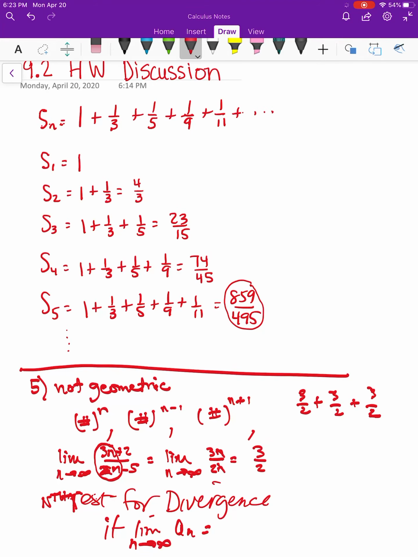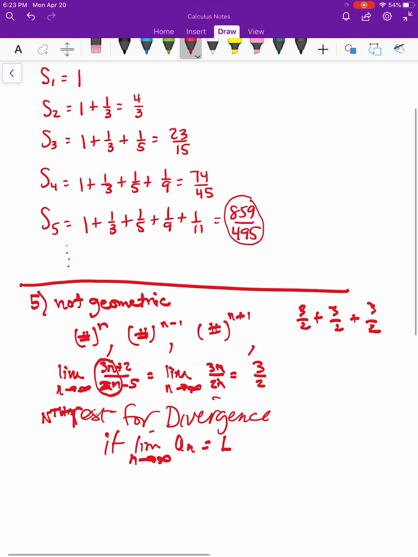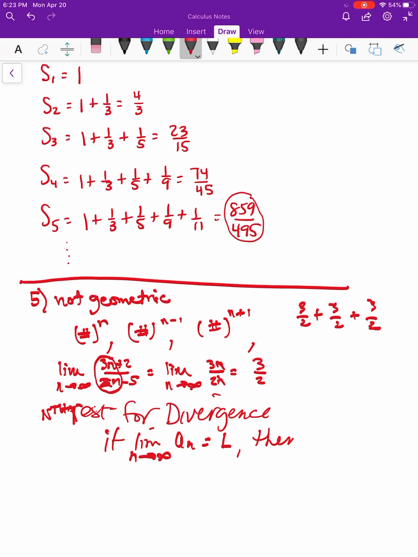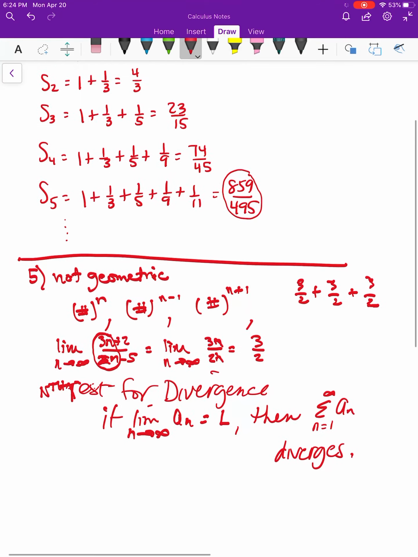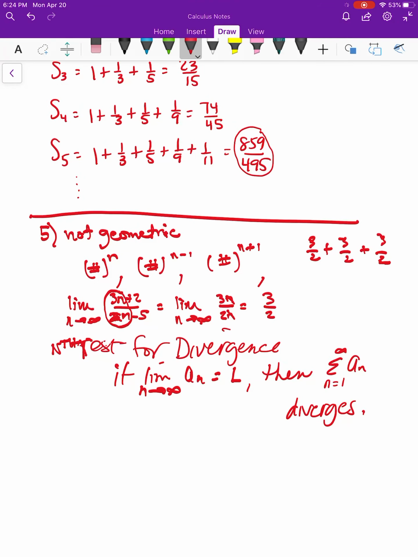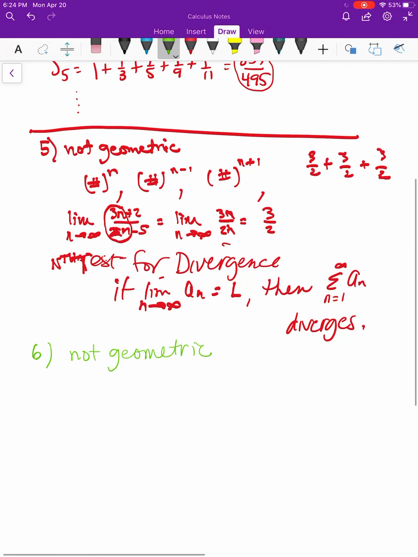And the nth term test for divergence states if the limit as n goes to infinity of some a sub n equals some number, then the summation of a sub n diverges. And since it did equal some number, therefore number 5 diverges.